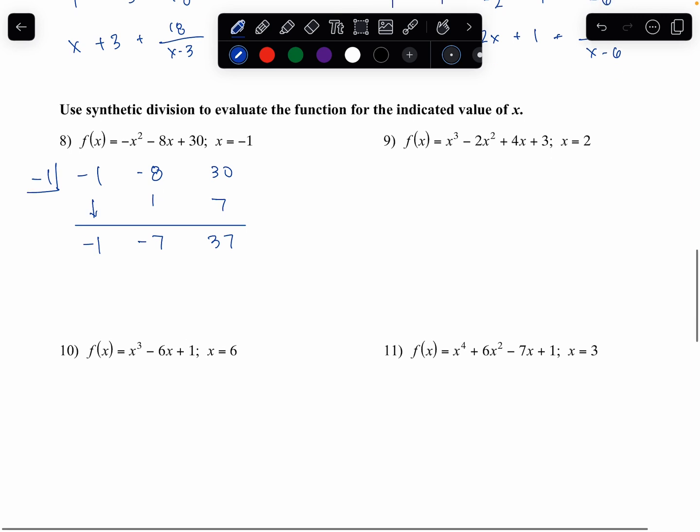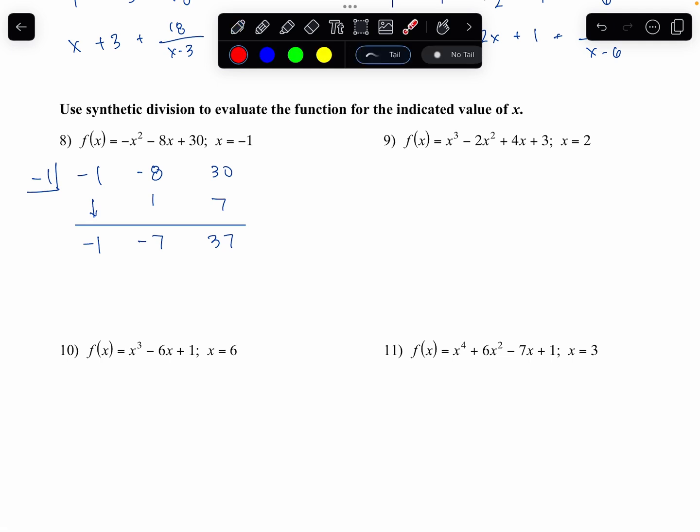I don't need to write the quotient, but essentially we have another way of evaluating the function at the given value of x. If I plug -1 into my function, I'm going to get 37. This is what the remainder is. The remainder tells me what I'm going to get if I plug this number into the function. So if I plug in -1 in here, I am going to get 37. We can try it out.